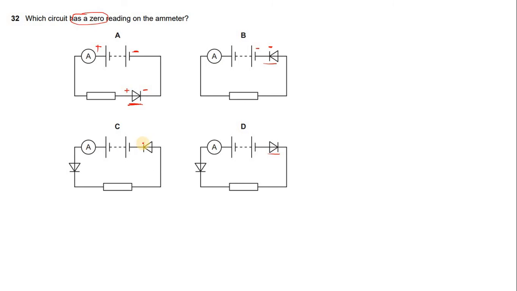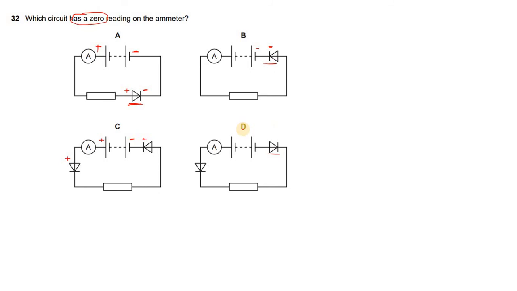In C, we have two diodes. The first diode, negative terminal with the negative terminal, and the second diode, this is the positive terminal connecting with the positive terminal. So of course, again, circuit C, both diodes are in forward bias. It will allow current to pass through the diode. So we have a current in the ammeter.